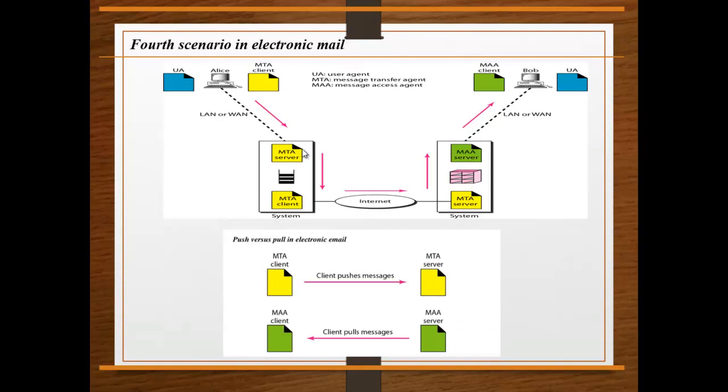So now we are going to take forward the fourth scenario, that is the present scenario being used in the internet nowadays. Here it is a kind of push-pull operation. Push-pull means what? The message transfer agent is pushing the mail from the user to the mail server, whereas a message access agent is pulling the mail from the mail server towards the receiver. This is called pushing and pulling. So the MTA will push the message, whereas MAA will pull the message from the server.